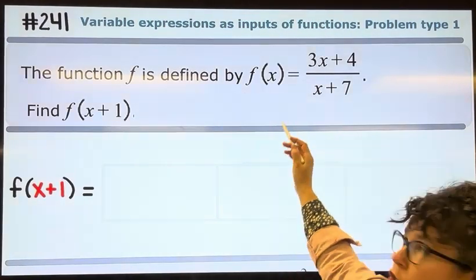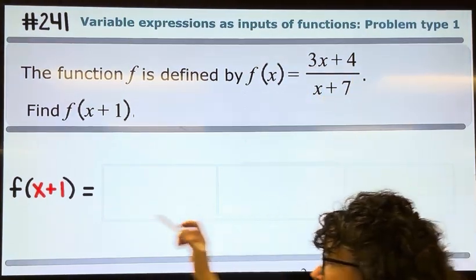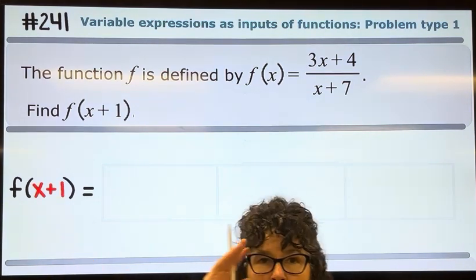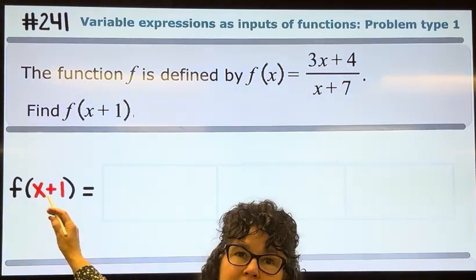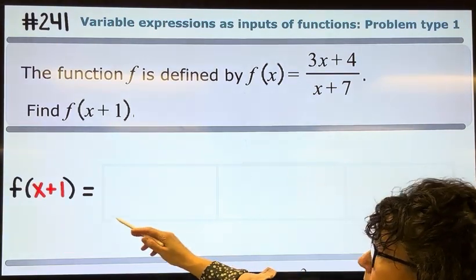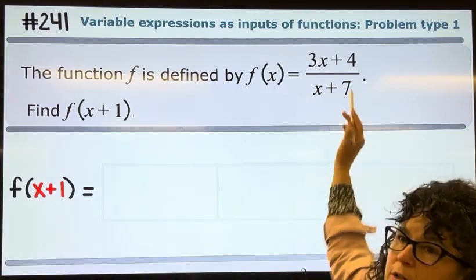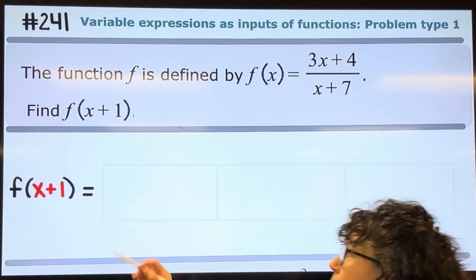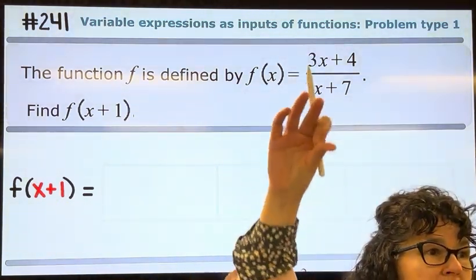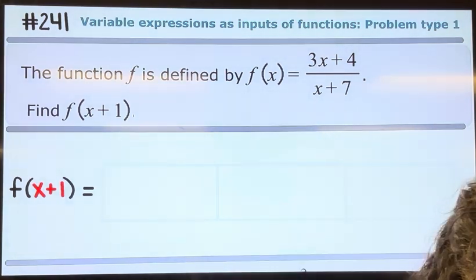We've been given a function f of x equals (3x + 4) over (x + 7), and we want to find f evaluated at x plus 1. Now, if this had just said f of 7, you probably feel familiar with that. It would be 3 times 7 plus 4 over 7 plus 7. Whatever is sitting in the parentheses is what goes in for x, no matter what is in there, whether it's just a number or x plus 1.